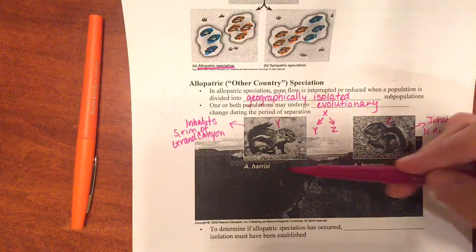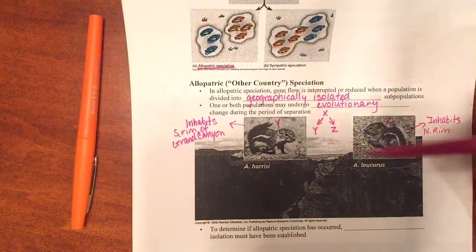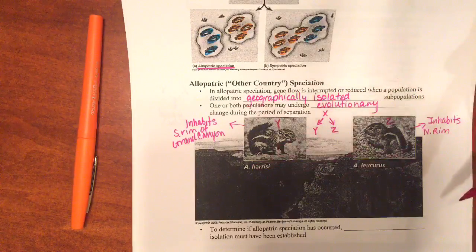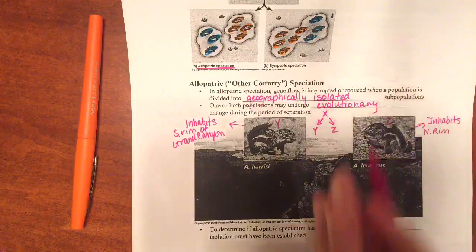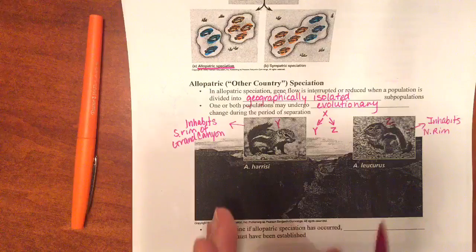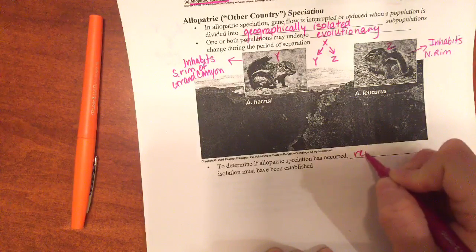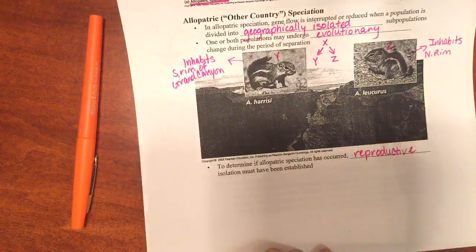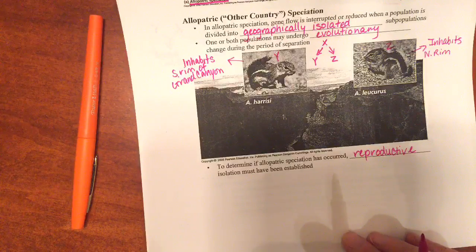Interesting enough, across the Grand Canyon, they found that this didn't happen in studying species of birds that are found on both sides. Why? Because birds, there's not a barrier, because birds can fly across the Grand Canyon and they still mate with one another, and so they never had that divergence into two different species. So they have to have that reproductive barrier. So to determine if allopatric speciation has occurred, you have to have reproductive isolation. Reproductive isolation must have been established, and that clearly is the case across the Grand Canyon.